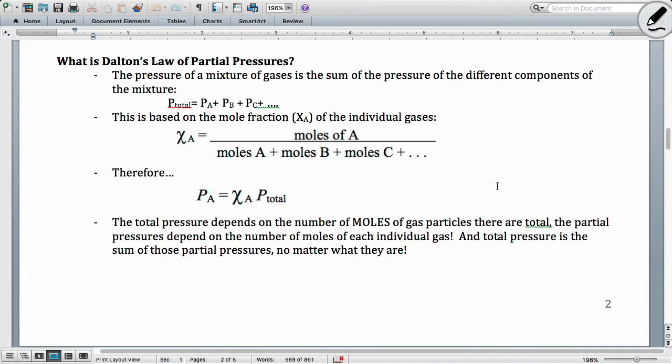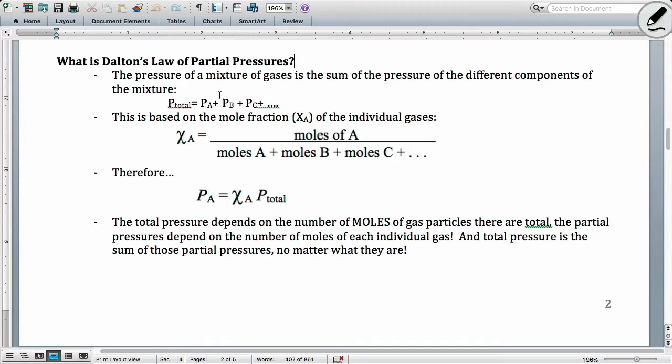Okay, so welcome to part 2 of the gas basics or kinetic molecular theory notes. So we're going to start off on the bottom of page 2 talking about Dalton's law of partial pressures. So this is probably a review and it's pretty intuitive.